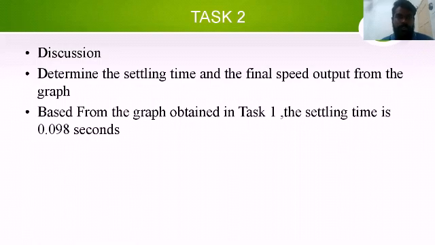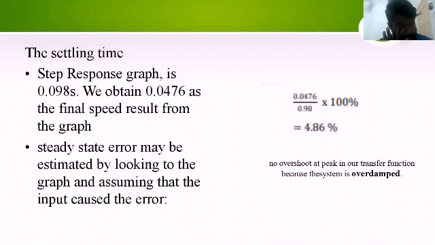For task 2, we'll first talk about the discussion. For the discussion, we'll be determining the settling time and the final speed output from the graph, which we obtained from task 1, with the settling time of 0.098 seconds. For the settling time, the step response graph is 0.098 seconds. We obtain 0.0476 as the final speed result from the graph.